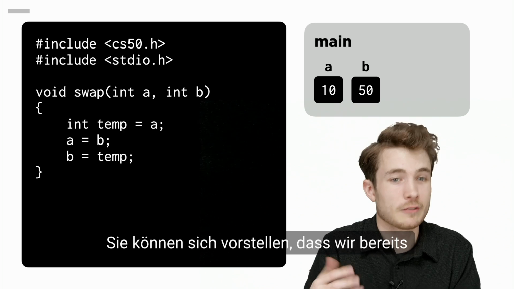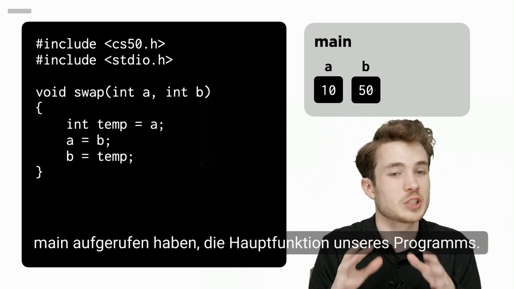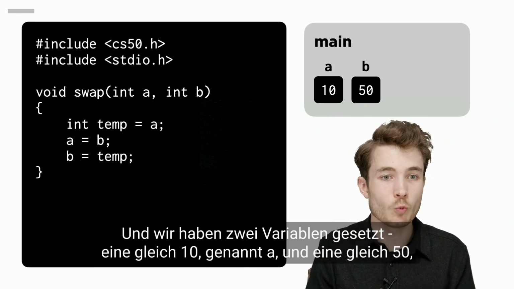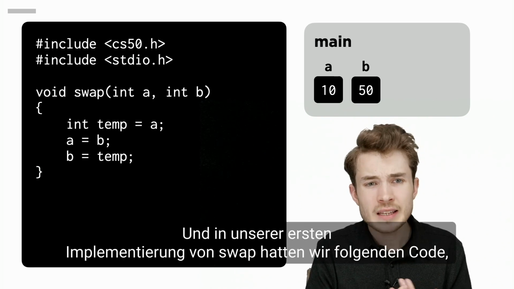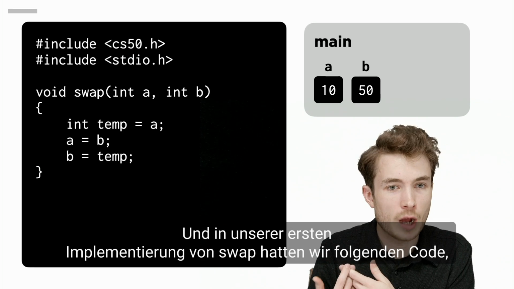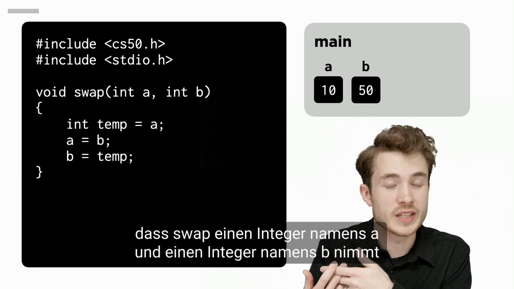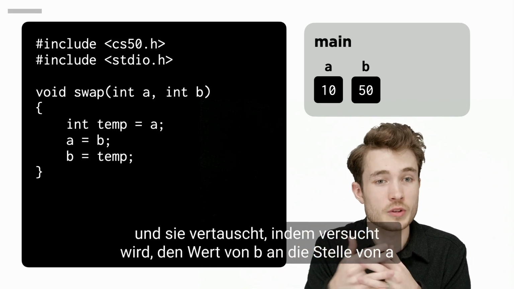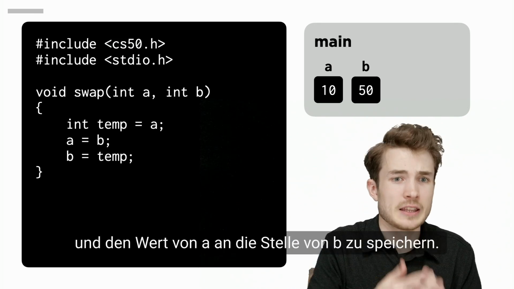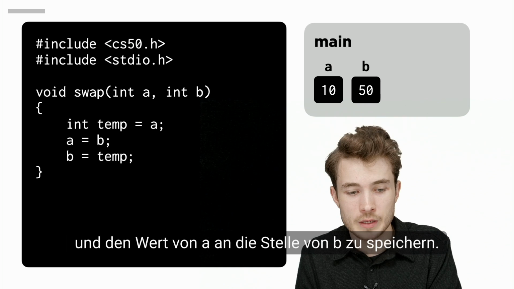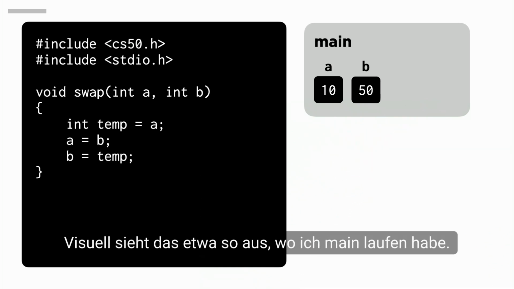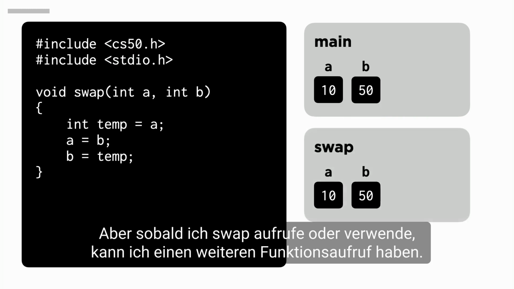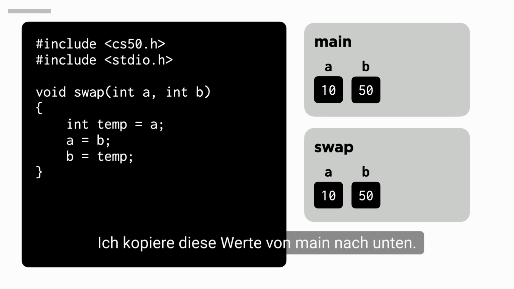So you could imagine we have already called main, the main function of our program, and we've set two variables, one equal to 10, called A, and one equal to 50, called B. And in our first implementation of swap, we had the following code, that swap would take an integer named A and an integer named B, and it would swap them around, trying to store the value of B in the place of A and the value of A in the place of B. So visually, it looks a bit like this, where I have main running, but now as soon as I call or use swap, I'm able to have another function call.